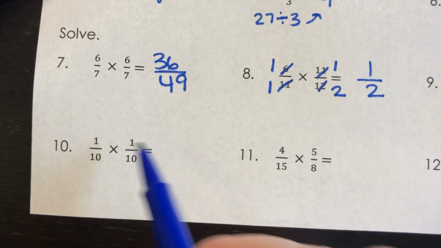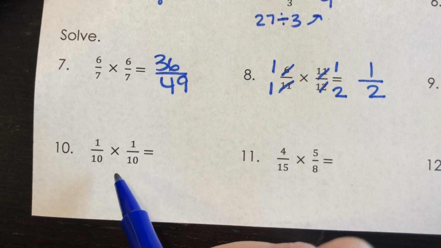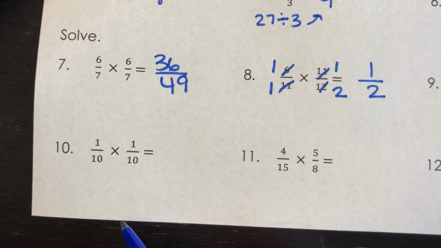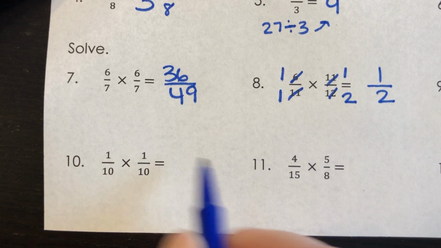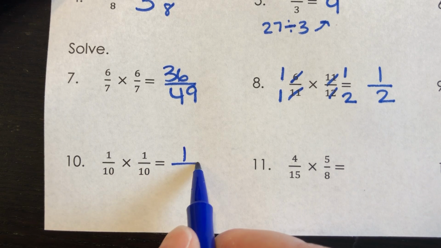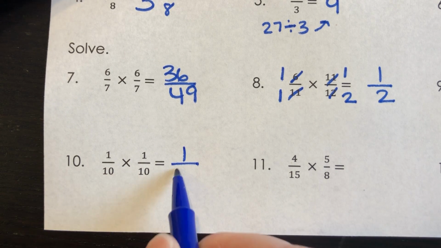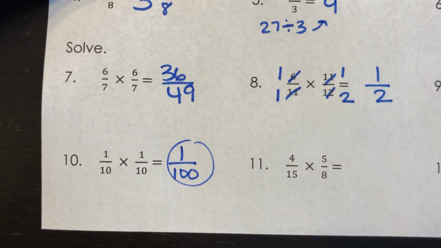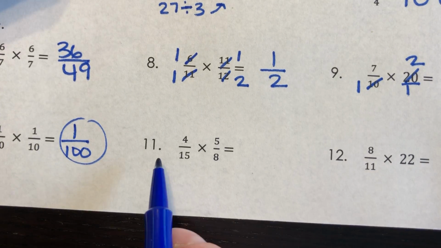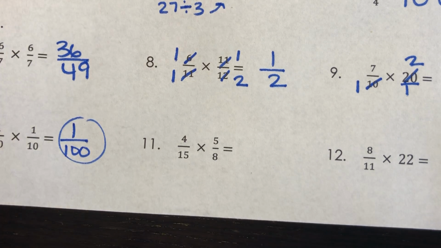For number 10, 1 and 10, I can't divide anything into 1 and 10 except for 1, and that's not going to change anything. So I'm just going to multiply. 1 times 1 is not 2. It is 1. And 10 times 10 is 100. So 1/10 times 1/10 is 1/100. Boom. Okay, number 11.